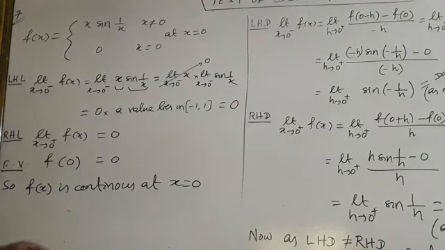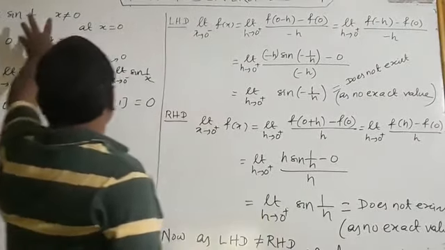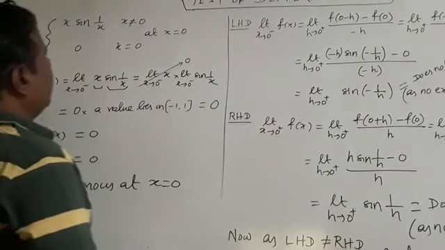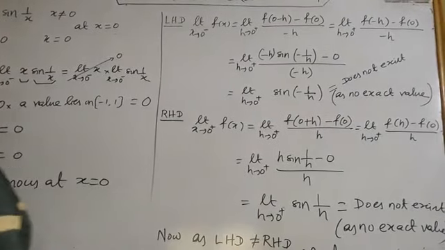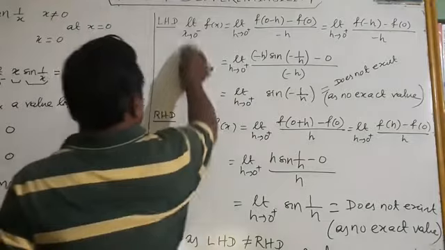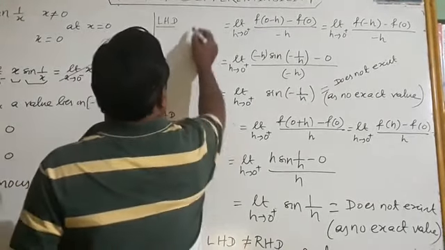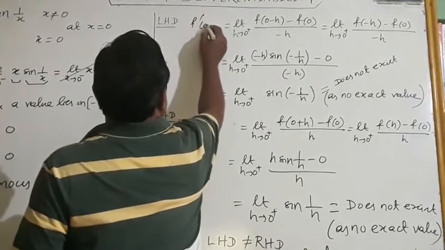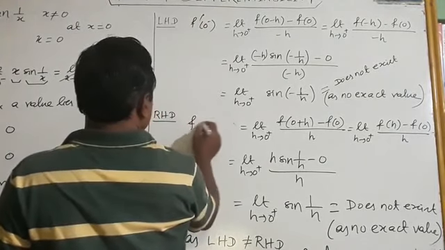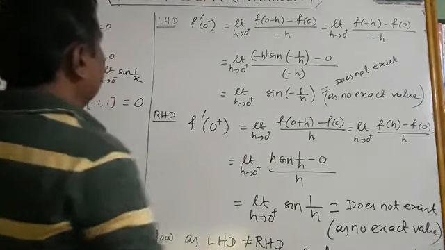If the left hand limit, right hand limit and functional value are equal, the function is continuous at x equals 0. But our main point is to find the differentiability of this function. Now, left hand derivative. Left hand derivative, as you know, is what? Sorry, I mistakenly wrote it. It is f dash 0 minus, not f dash 0 plus.